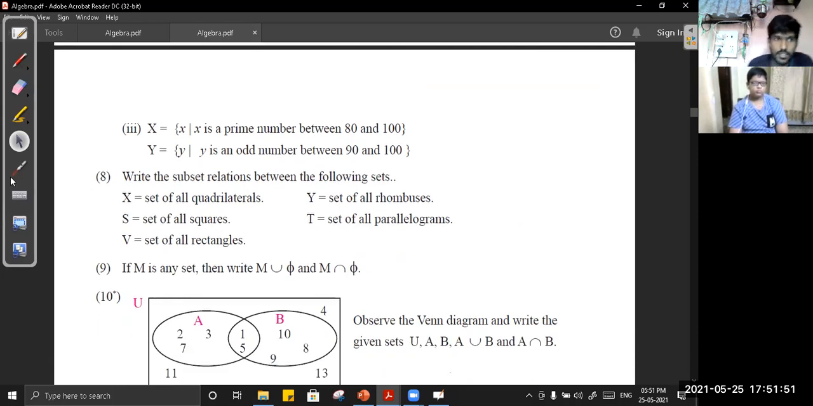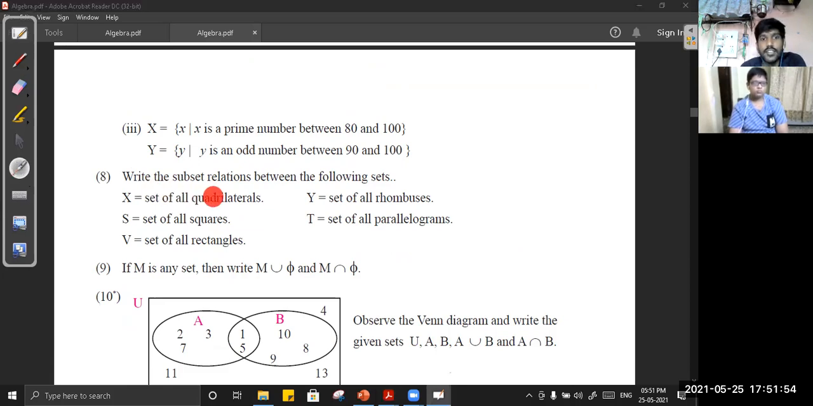Okay, eighth one is easier. We can do it now also. In the eighth one, it says write a subset relation between the following sets. So X is set of quadrilaterals, Y set of rhombus, S is set of squares, T is set of parallelograms, V is set of rectangles. Now, before we start, tell me what is a quadrilateral? Four. Quadri means 4. Triangle is 3 sides. Quadrilateral means 4 sides. So any figure having 4 sides is called a quadrilateral.